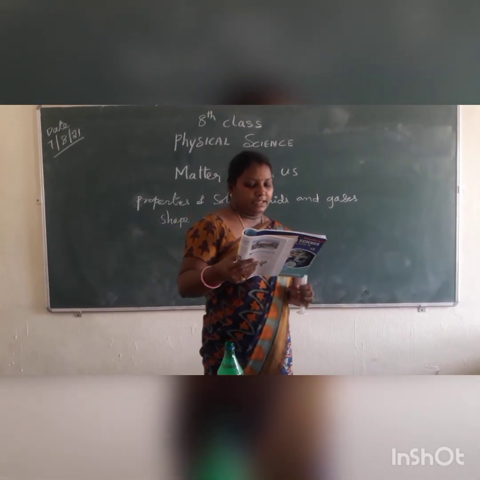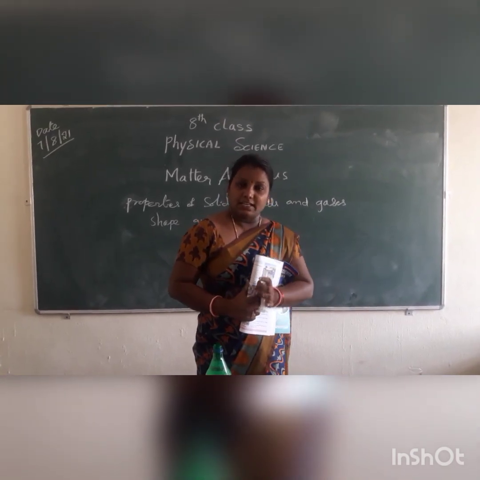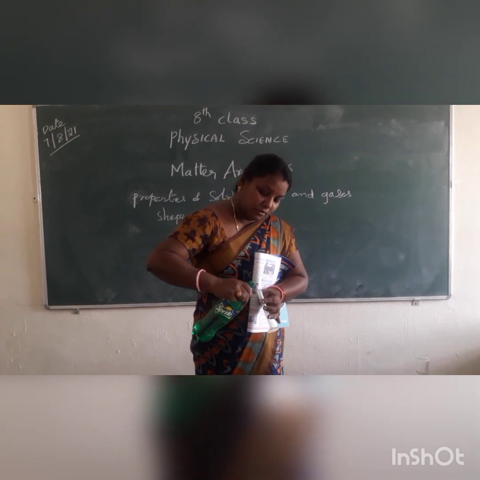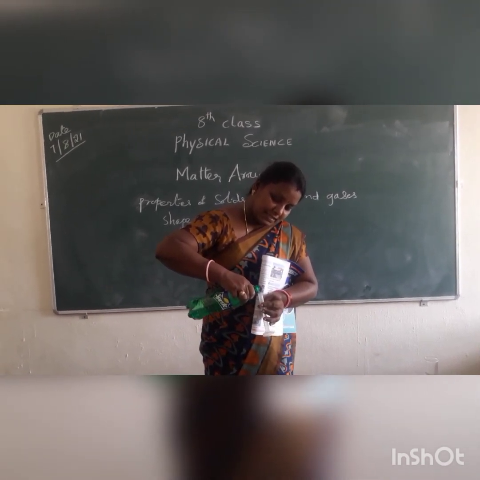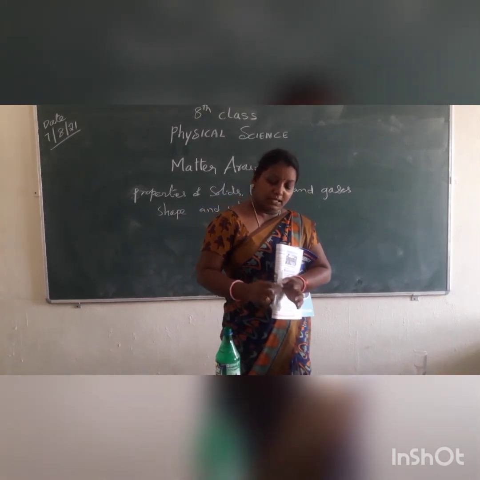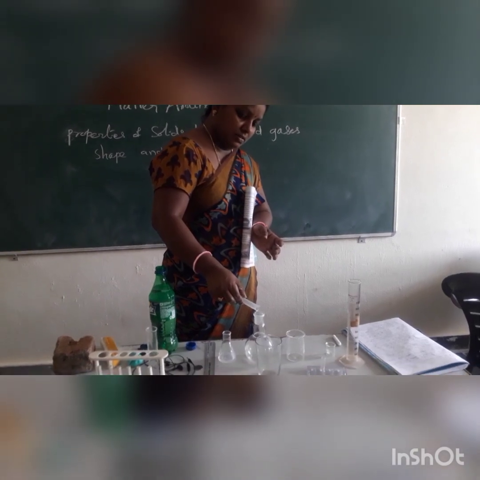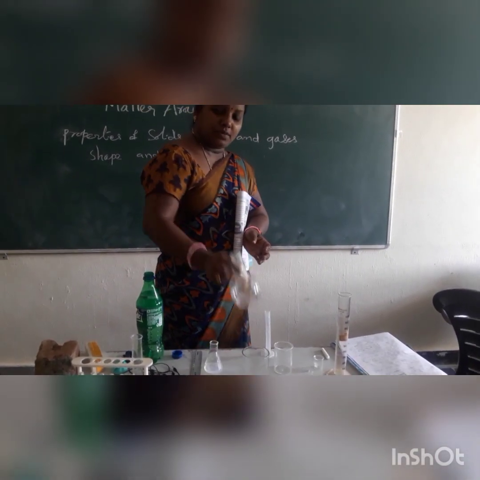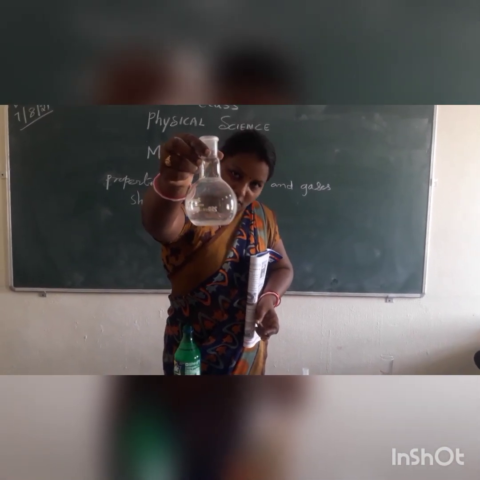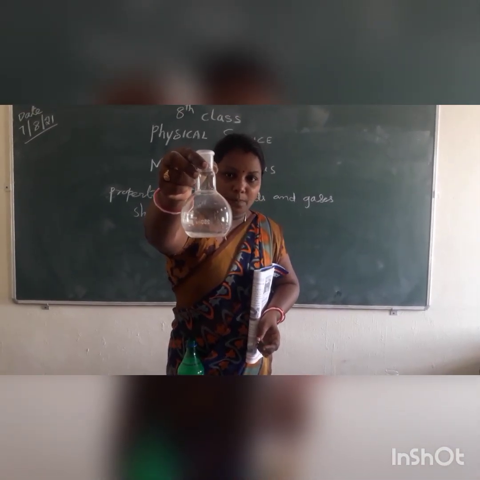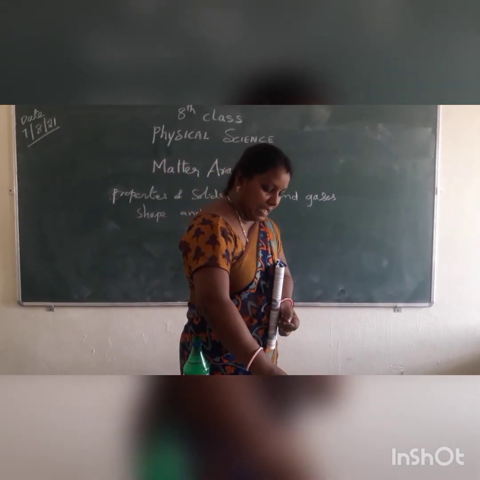Again, pour some water into another container. I bring again 10 ml of water by using the measuring jar and pour it into the round bottom flask. Children, observe here. What is the shape of water in the round bottom flask? It looks like a plate of water at the bottom of the round bottom flask.